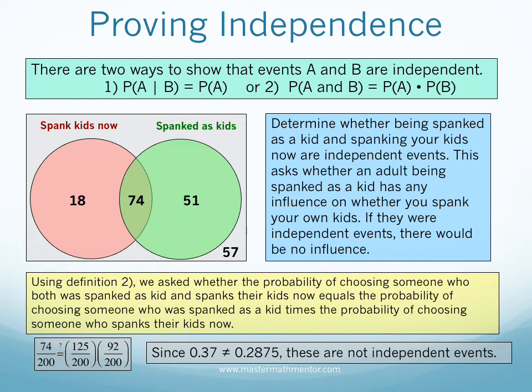The probability of choosing someone who was both spanked as a kid and spanks their kids now is 74 over 200. The probability of choosing someone who was spanked as a kid is 125 over 200, and the probability of choosing someone who spanks their kids now is 92 over 200. So, since 0.37 is not equal to the product of 125 over 200 times 92 over 200, or 0.2875, we conclude that these are not independent events, that being spanked as a kid influenced whether you spank your kids now.